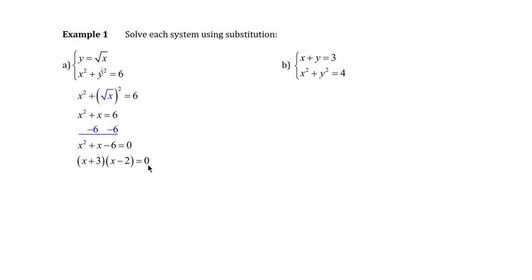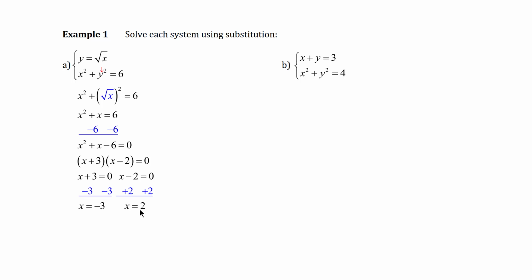Next, we use the zero factor property. We get x plus 3 equals 0 and x minus 2 equals 0. Solving the first equation for x, we subtract 3 from both sides of the equation. The result is x equals negative 3. Solving the second equation for x, we add 2 to both sides of the equation. The result is x equals 2.